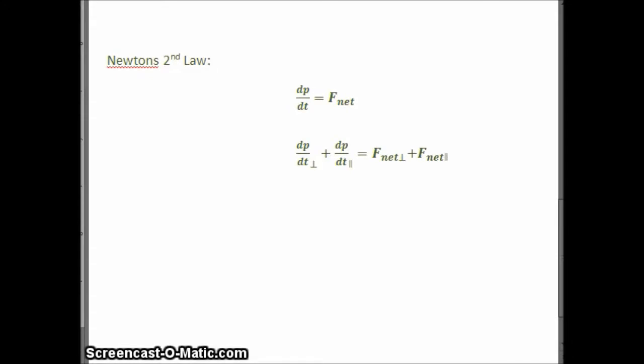To calculate the Fnet value, we turn to Newton's second law, which tells us that Fnet is equal to dp/dt. dp/dt stands for the change in momentum over the change in time. These two things can be broken into their parallel and perpendicular components. I'll come back to this in a moment.